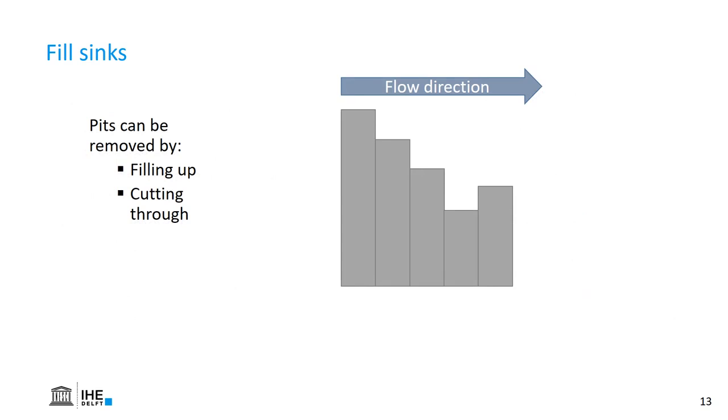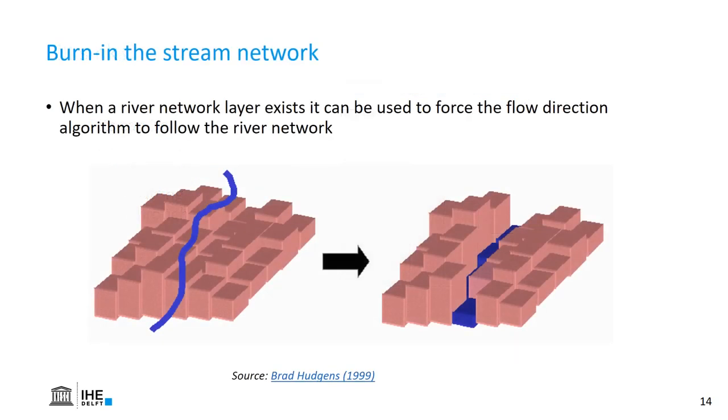The fill sinks algorithm will either fill up those depressions or cut through. So here you see the side of elevation, a transect, and the outlet is downstream of the flow direction. And the algorithm can either increase the surface of the depression or decrease the surface after the depression, so the water is routed to the outlet. Sometimes it's necessary to burn in the stream network to force the water to follow the real rivers. This can only be done, of course, when the river network layer exists.